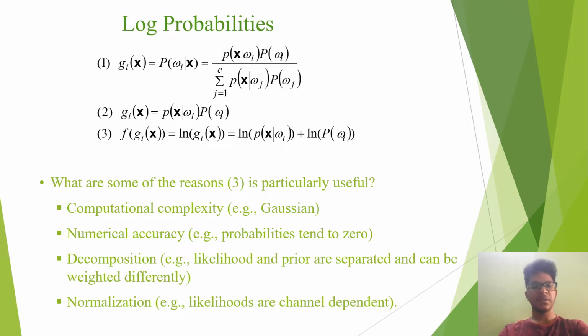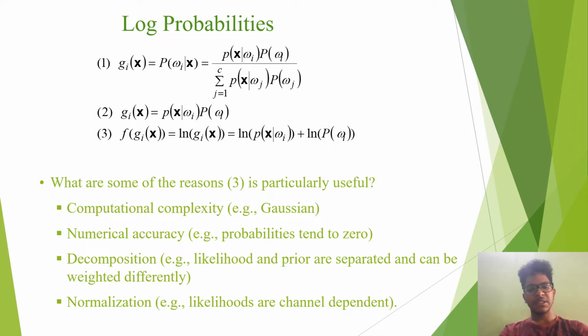Log probabilities. g_i(x) equals P(omega_i | x), which is equal to p(x | omega_i) P(omega_i) divided by the sum over j equal to 1 to c of p(x | omega_j) P(omega_j). So g_i(x) equals p(x | omega_i) P(omega_i). Then f(g_i(x)) equals ln of g_i(x), which equals ln p(x | omega_i) plus ln P(omega_i).